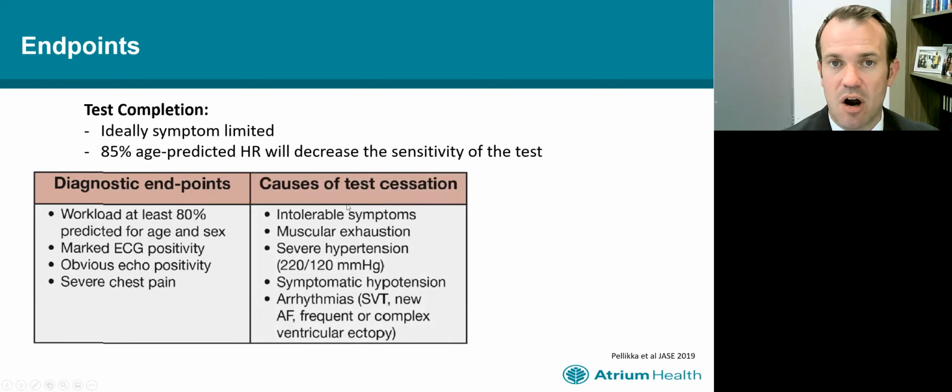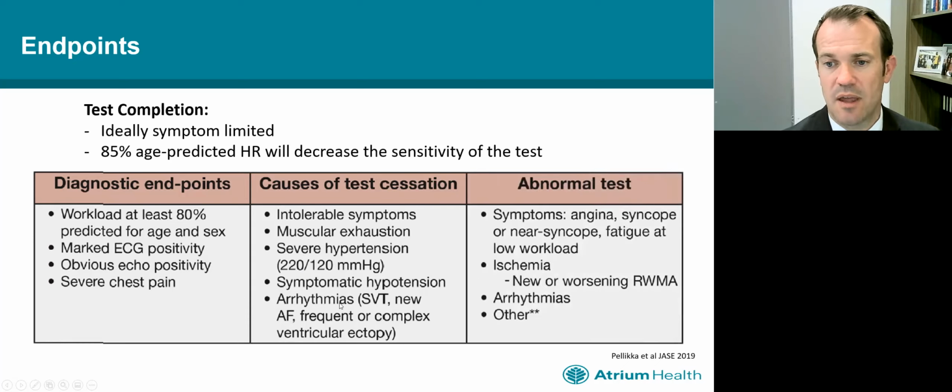We also stop if the patient asks to stop because of intolerable symptoms or exhaustion, or severe hypertension, which is diagnosed as greater than 220 over 120 millimeters of mercury. Symptomatic hypotension or arrhythmias are also reasons to stop the test. And if we have got an obvious, very abnormal test, we stop there.